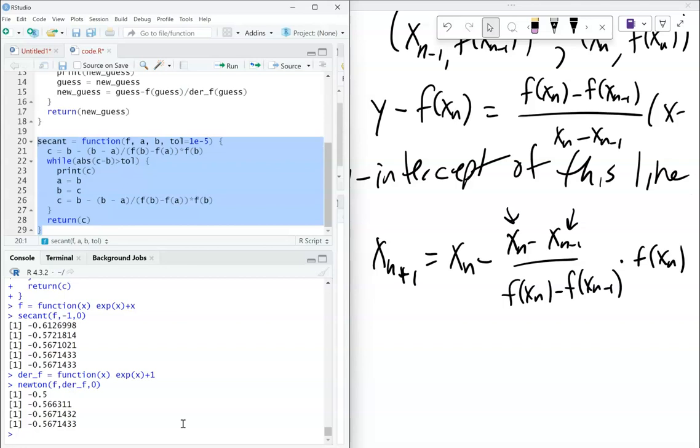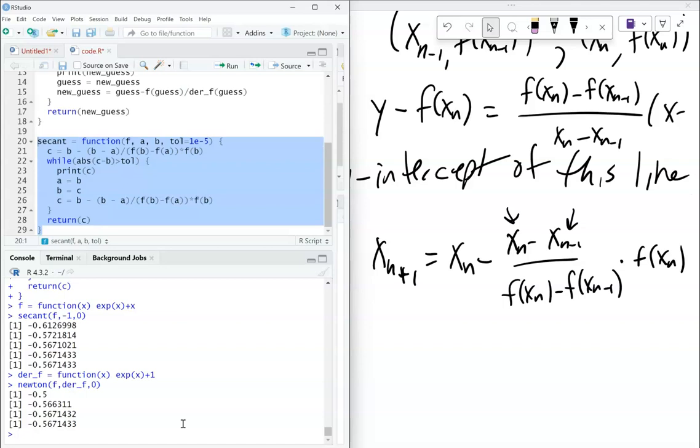Then we did the secant method today. Same idea, an open method, because all we're doing is iterating through to get new guesses. We're not bracketing the root anywhere. In fact, like I just mentioned, the two guesses might be on the same side of the root. The function might be positive in both of them. The function might be negative in both of them. It doesn't have to be on either side of the root.